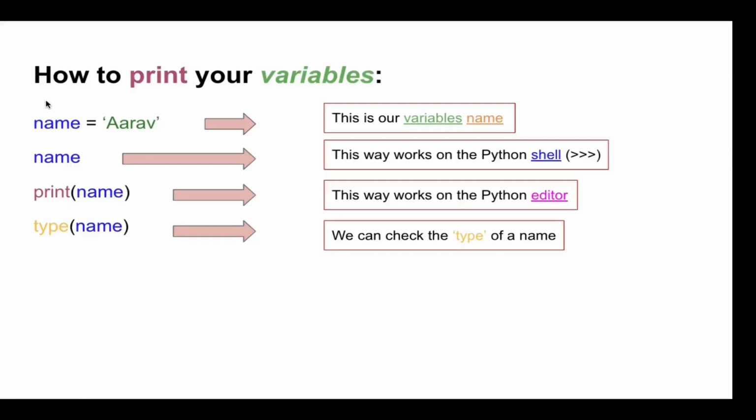Now let's learn about how to print our variables. I'm just using these variables as an example, but you can use different variables and try this out. Its name is equal to Arav, and actually that's my name. If we type name over here, it will just print Arav. If you're wondering why we're not doing print name, it's because you don't have to do print name in the shell, but in the editor, you have to write print before the variable's name. And also we can check the type of a variable. Just type the variable name inside the brackets.